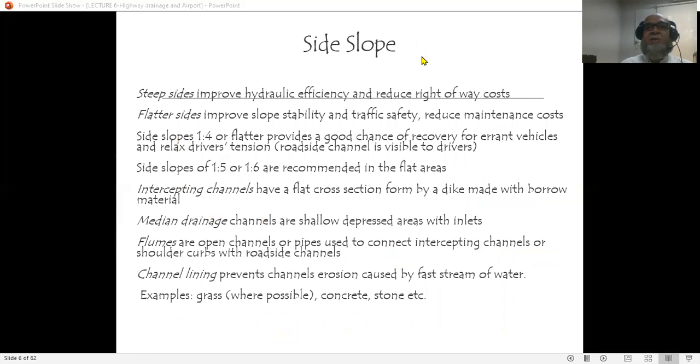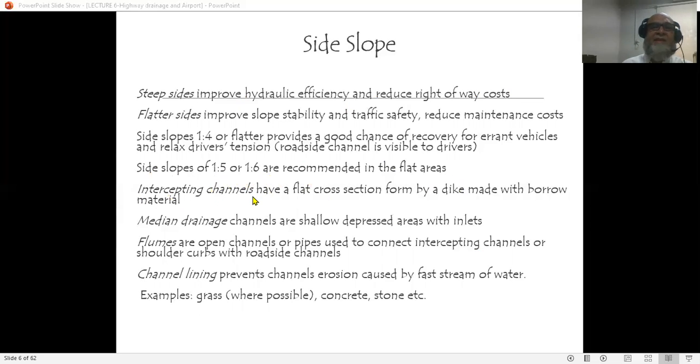Now let's look at side slopes. Steep side slopes improve hydraulic efficiency and reduce right-of-way cost. Flatter side slopes improve stability and traffic safety, and reduce maintenance cost. If you provide slopes of 1 to 4, there is a good chance of recovery for errant vehicles in the driver's direction. The roadside channel is visible to the driver. Side slopes of 1:5 or 1:6, I mean 1 vertical and 5 horizontal, are recommended in the flat areas.